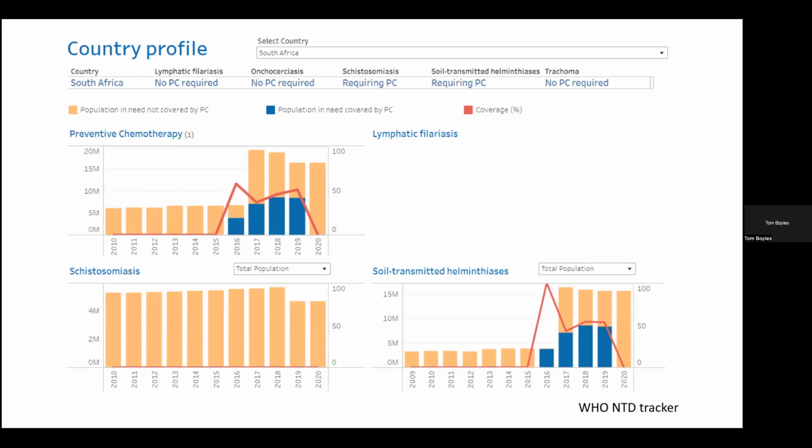You can see the top left is the total, and that's the same as the bottom right, because that's coverage for soil transmitted helminths. And bottom left is schistosomiasis, and you can see that we're currently sitting at 0% coverage, with around 4 million people at risk of this.